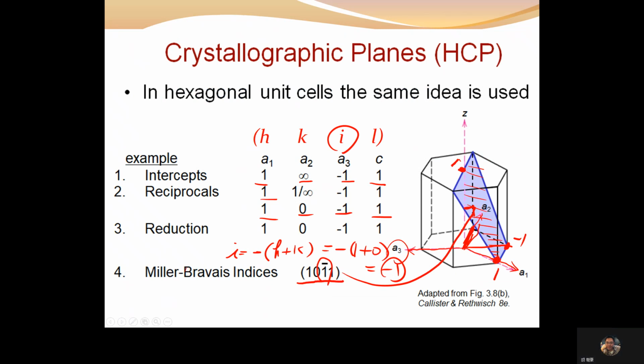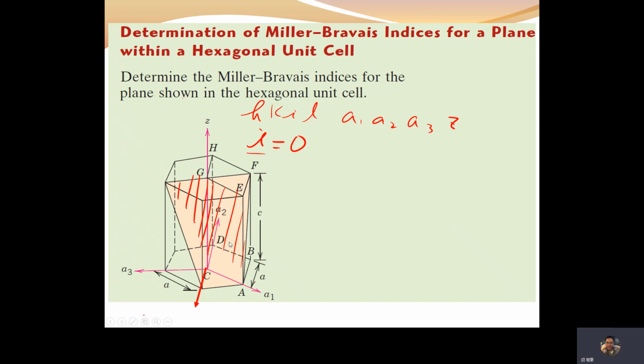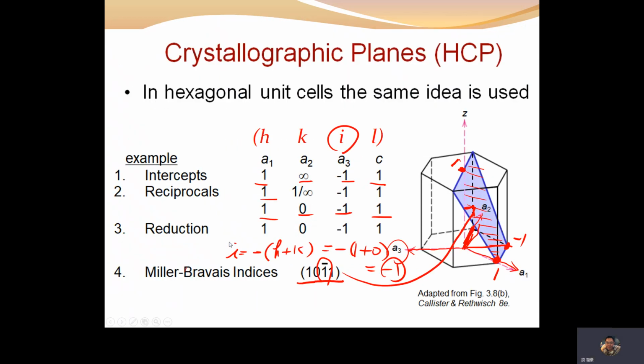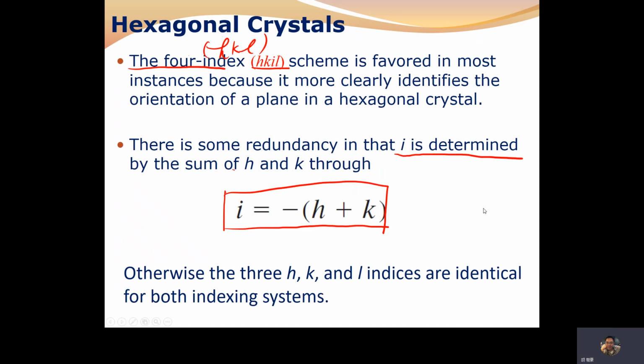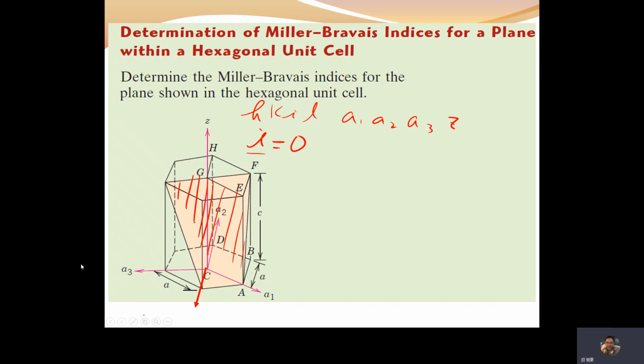From this example, the K value is 0, right? This plane has a K value of 0. Why? Because this plane is perpendicular to A2, right? The same thing, this plane is perpendicular to A3. Okay, it's parallel to A3, not perpendicular. In this case, this plane is parallel to A2. And in this case, this plane is parallel to A3. Okay.